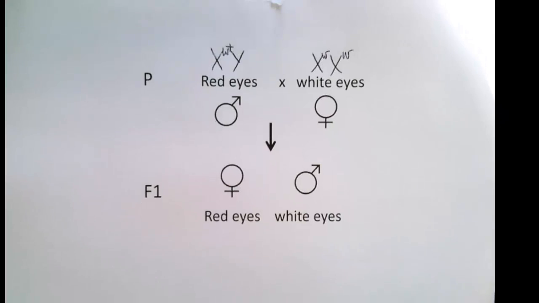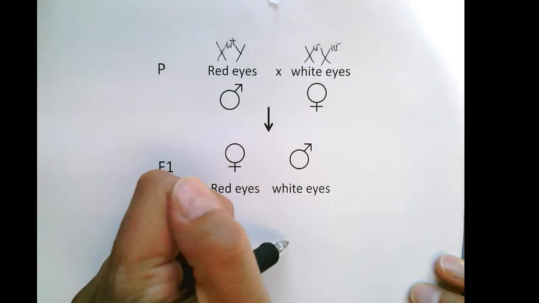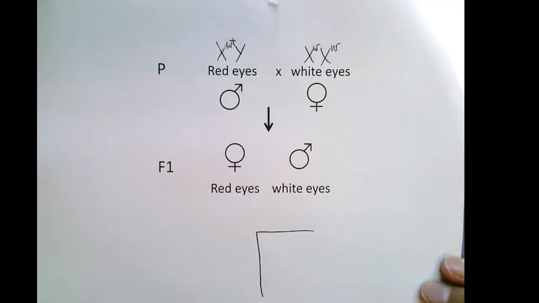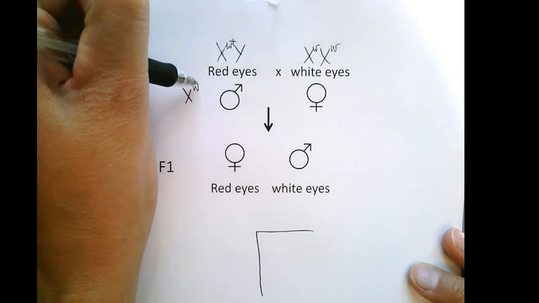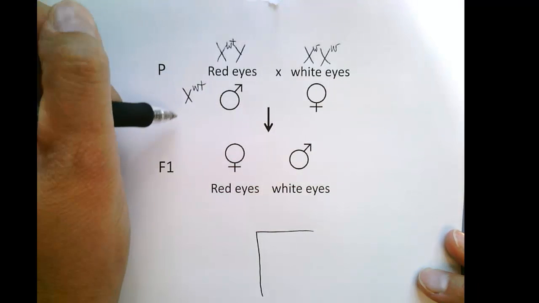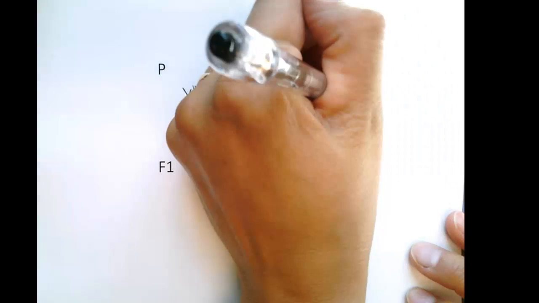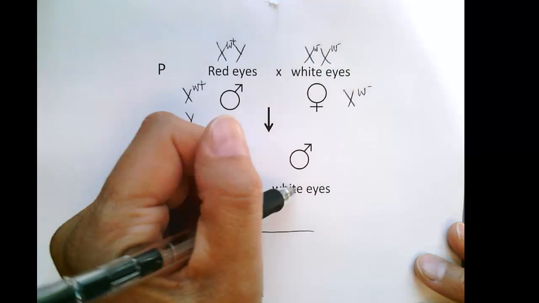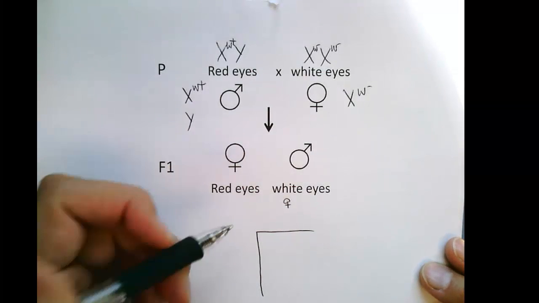When we do this cross, we will simply make a normal Punnett square. And first we're going to consider what types of gametes will come from each of the parents. So the gametes from the male are going to be either an X chromosome with a W plus or a Y chromosome. The gametes from the female, there's actually only one kind, which would be an X chromosome with a W minus allele.